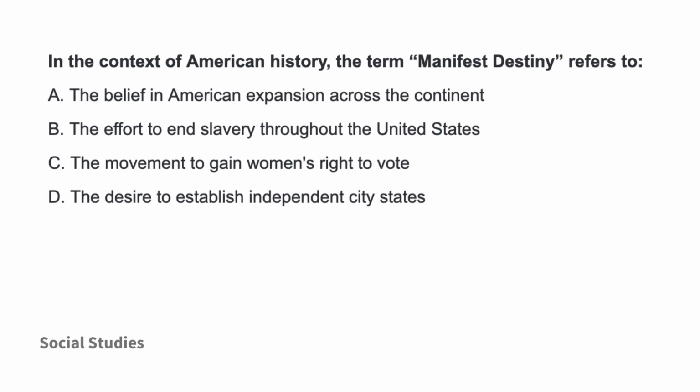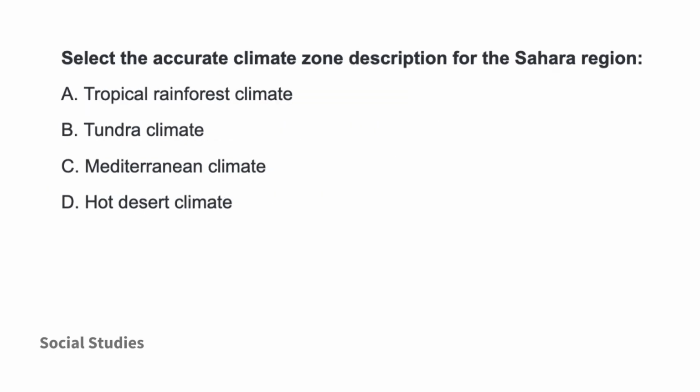Let's keep it going. Next, we have, in the context of American history, the term manifest destiny refers to, that would be letter A, the belief in American expansion across the continent. Select the accurate climate zone description for the Sahara region. That would be D, hot desert climate.